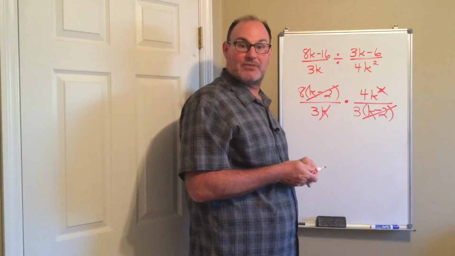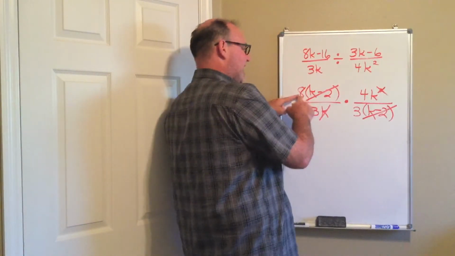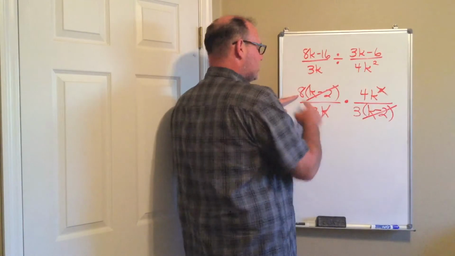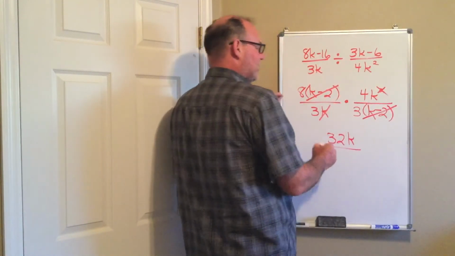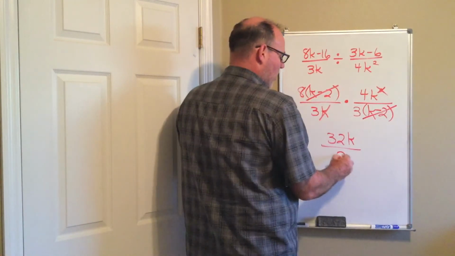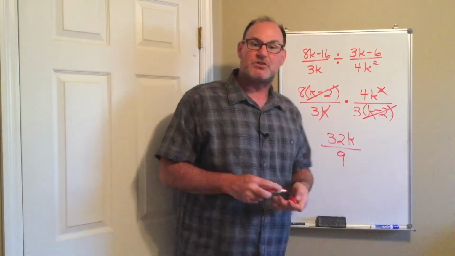So what do I have left? Well, in the numerator, I have an 8 and a 4k, so 8 times 4 is 32k. And in the denominator, I have a 3 times a 3, or a 9. There is my reduced fraction answer.